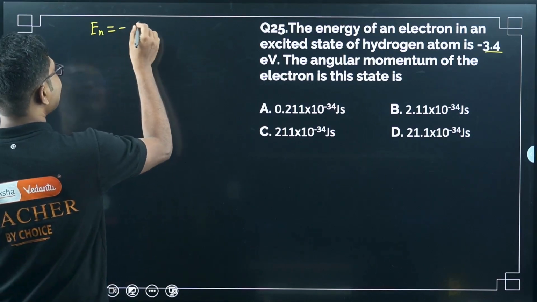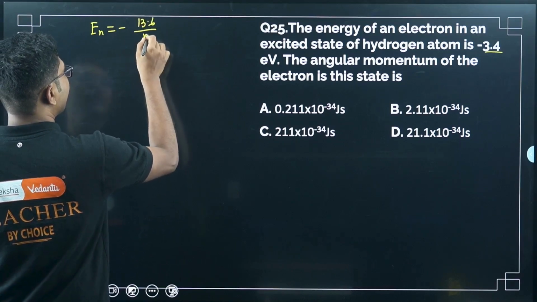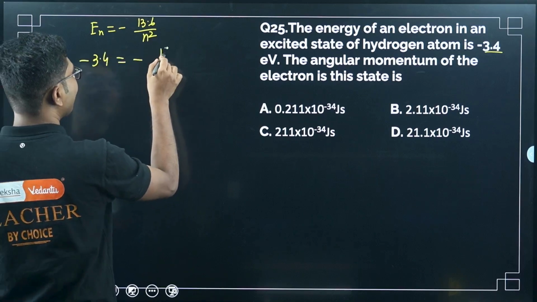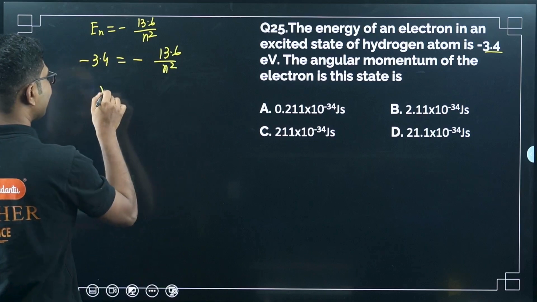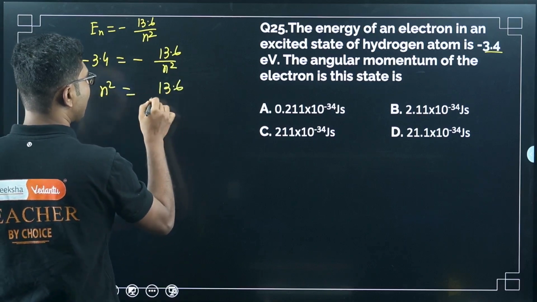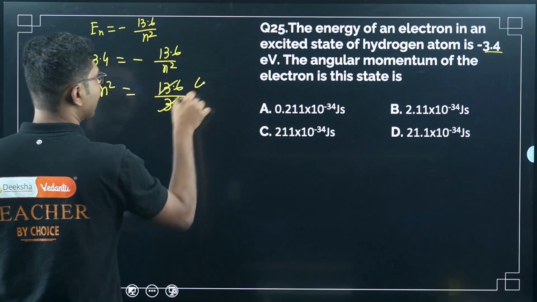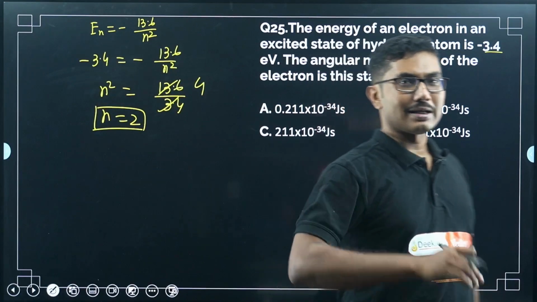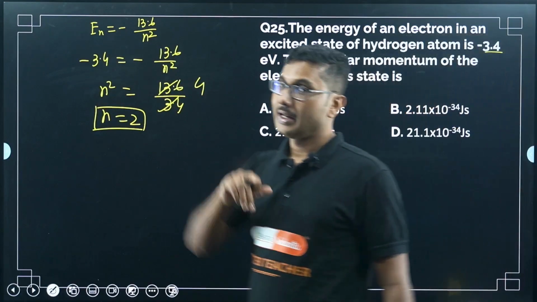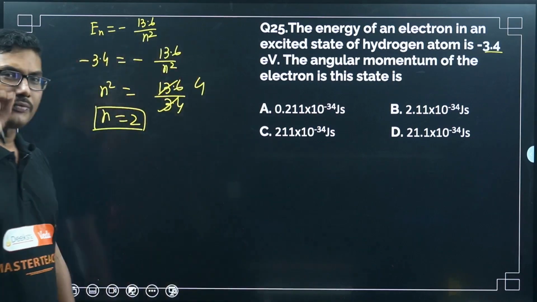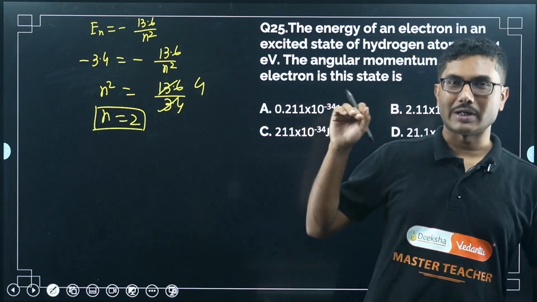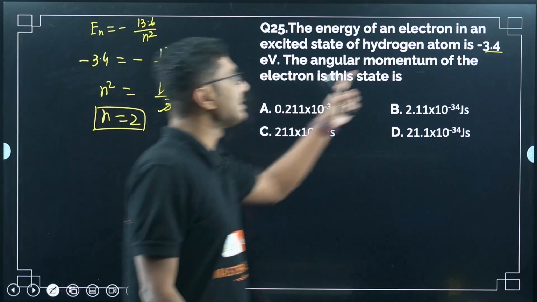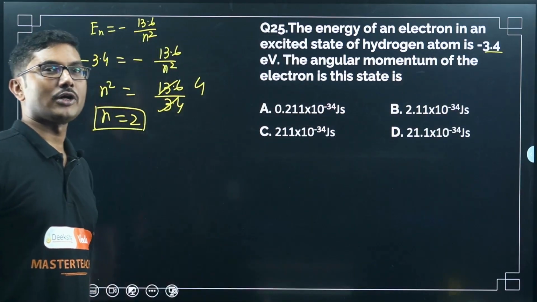So En is minus 13.6 by n square, right? Now here it is minus 3.4, so minus 3.4 equals minus 13.6 by n square. So n square is 13.6 divided by 3.4. If you cancel, you will get 4. So n equals 2. If you remember all the energy levels at least up to level 4 or 5 for the hydrogen atom, it will be very helpful for you. Up to level 4, the values are 0.9, point something, 7.8, whatever. If you remember up to level 4, it will be very useful to solve this question. As soon as you see 3.4 eV, that means it is n equals 2.